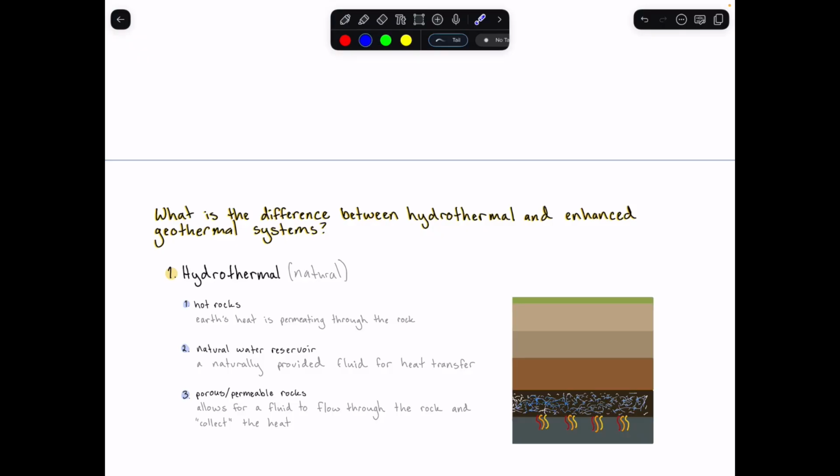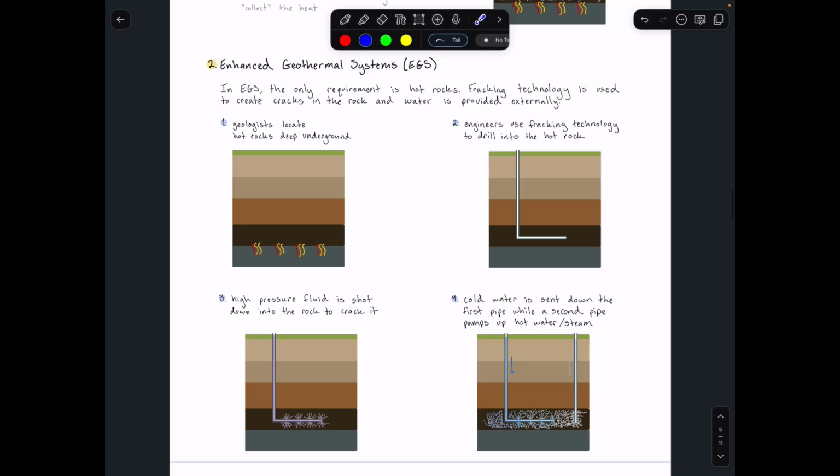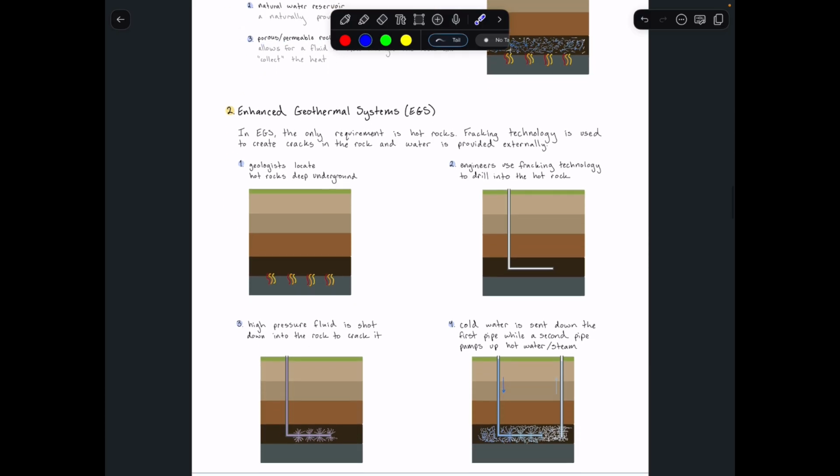But the thing is that, from a geological standpoint, this limits where geothermal power plants can be built across the world. So there has been this new advancement in technology called enhanced geothermal systems. And so enhanced geothermal systems are able to find an area that has hot rocks, but doesn't have these two other requirements of a natural water reservoir and permeable rocks, and it's able to create that kind of geological environment.